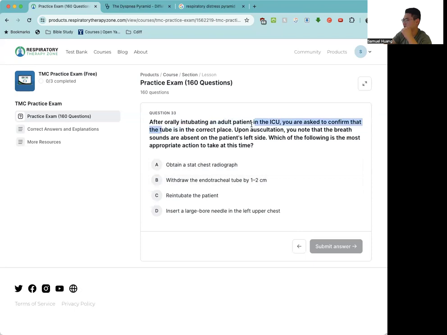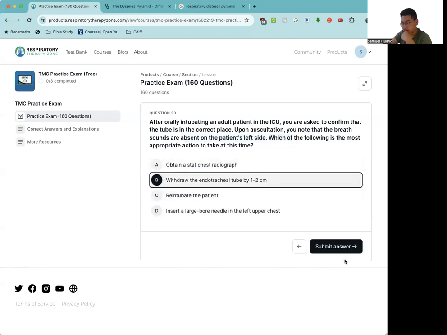Confirm tube is in place. Breath sounds absent on the left side. Oh no, you put it on the wrong side. You intubated the right mainstem bronchus, just move it back so that it's 2 to 4 centimeters above the carina.